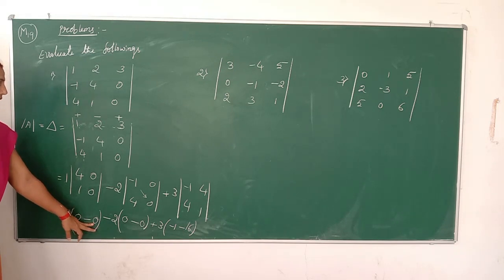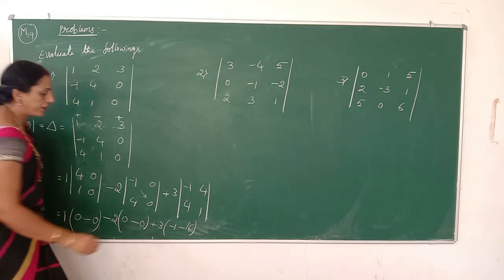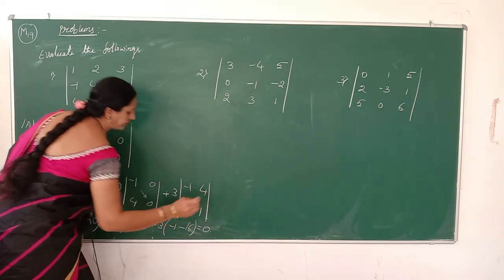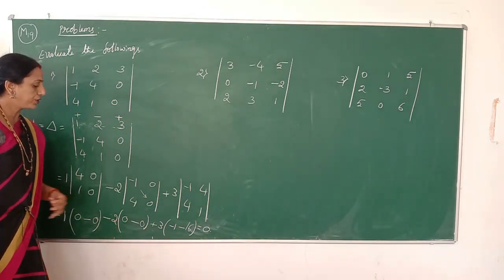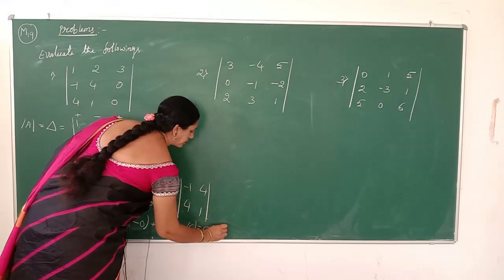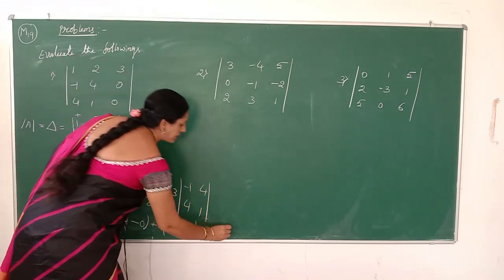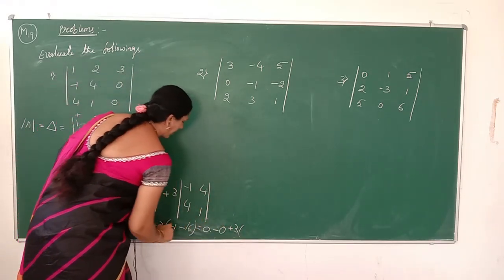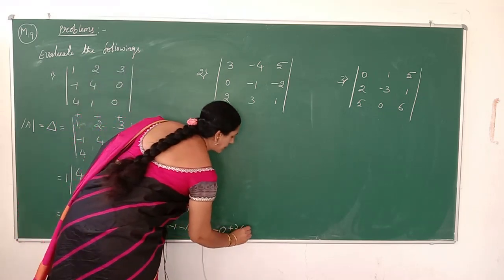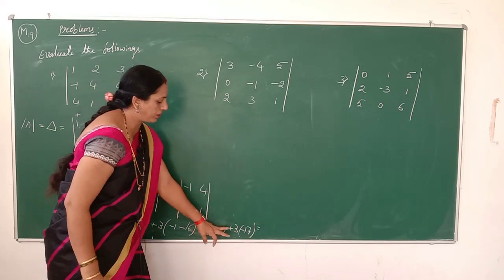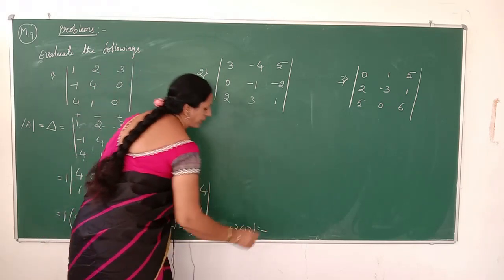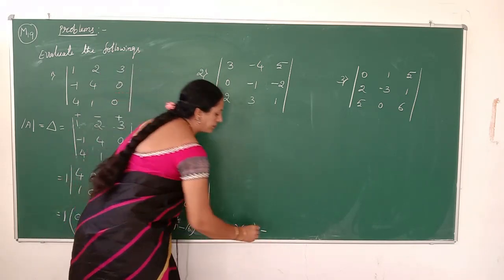So simplifying: 0 minus 0 is 0, 0 into 1 is 0. Again 0 minus 0 is 0, 2 into 0 is 0. Plus 3 of -1 minus 16 is nothing but -17. So after that, 0 minus 0 plus 3 into -17 gives -3 into 17.